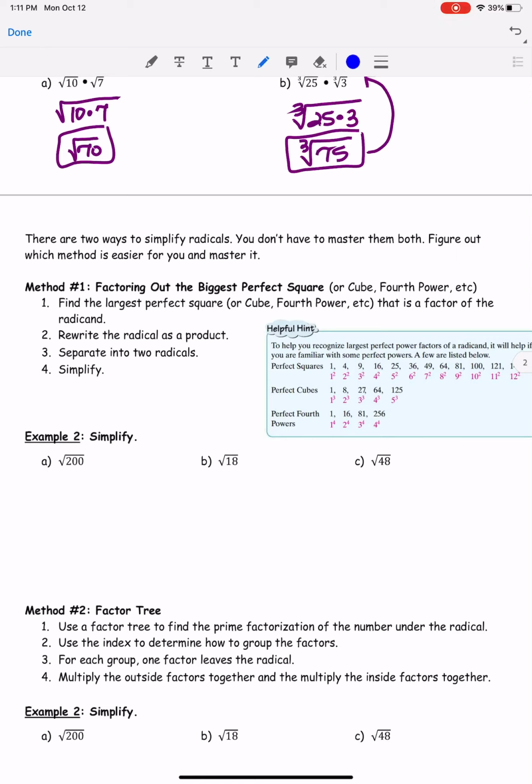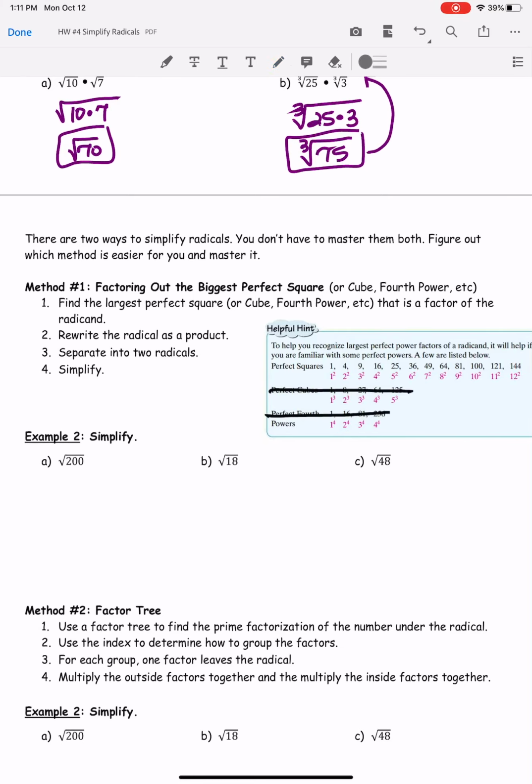Method 1 is factoring out the biggest perfect square, and that's why I have these all listed here for you. If we had cubic roots and fourth roots and fifth roots and so on, we would need this information here. But technically, since we're only dealing with square roots, I don't really care about these perfect cubes, and I don't really care about my perfect fourths.